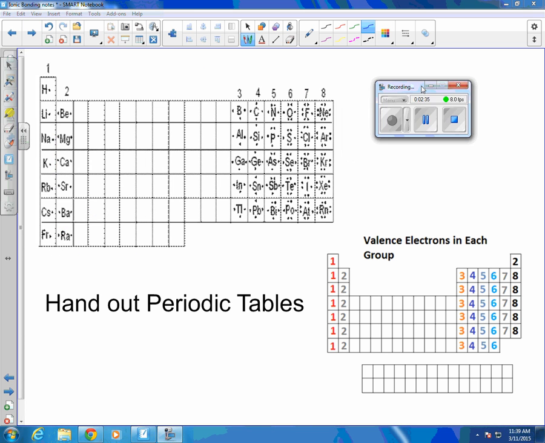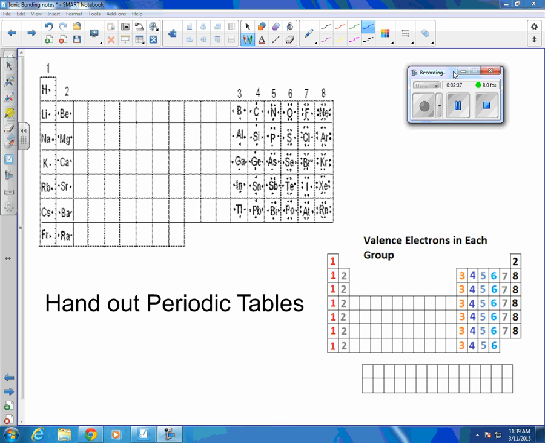remember, you might want to write this down. How many valence electrons does group 1 have? 1. How many valence electrons does group 2 have? If I were you, I'd write this down at the top of my periodic table. Skip the transition metals. How many does group 3 have? 3. How many does group 4 have? 4. Group 5? 6? 7? 8? Boom, that's really easy, right?